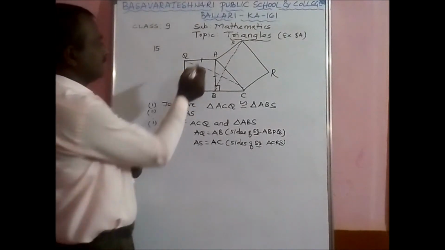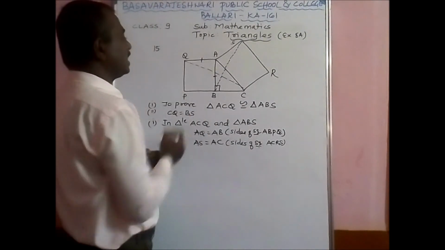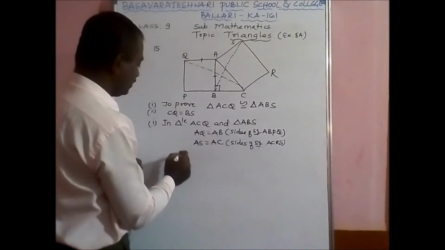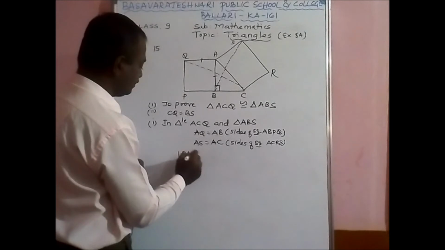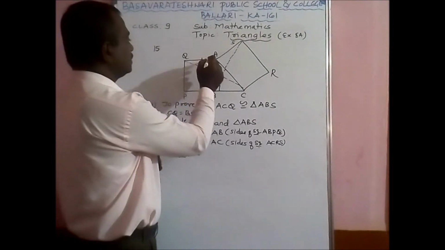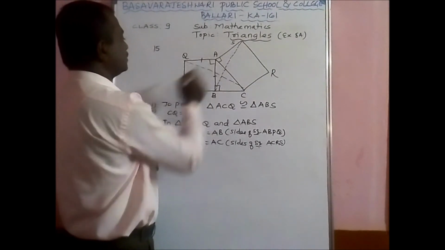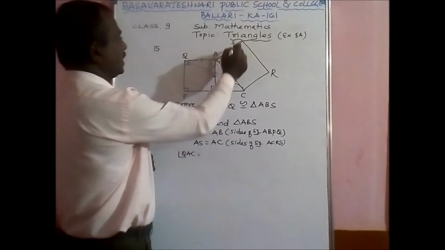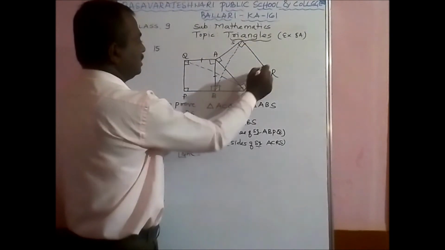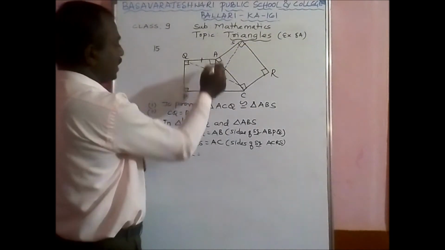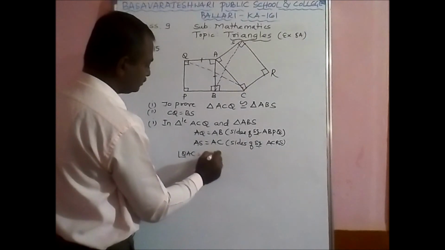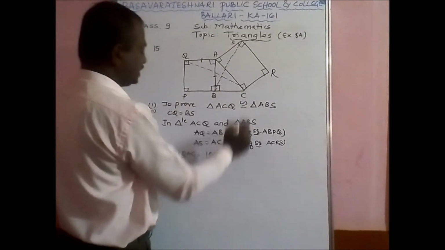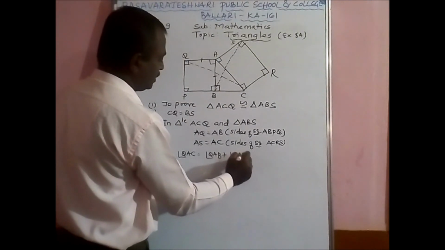Now we have to prove the angles. What are the angles? Angle QAC is equal to angle BAS. Now I will take angle QAC. It includes two angles. All the angles are 90 degrees here because it is a square. Angle QAB is one angle, plus angle BAC, another angle. Equation number 1.